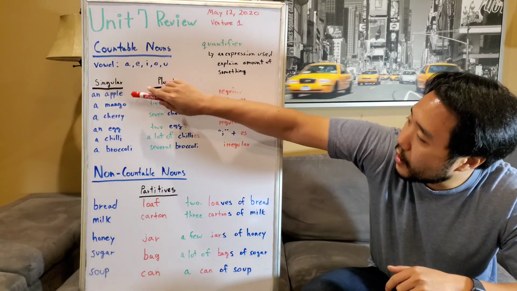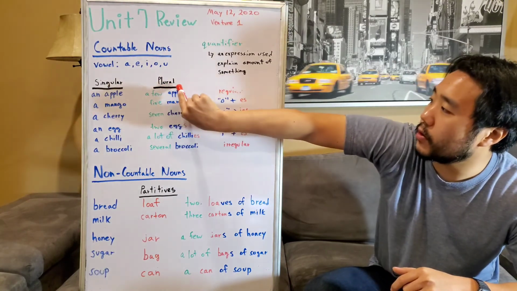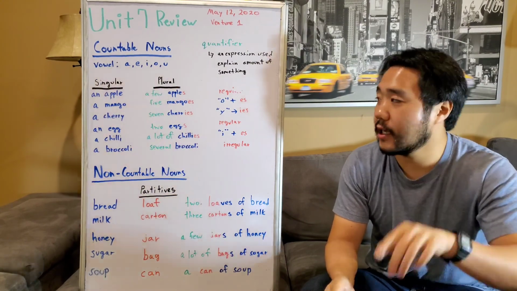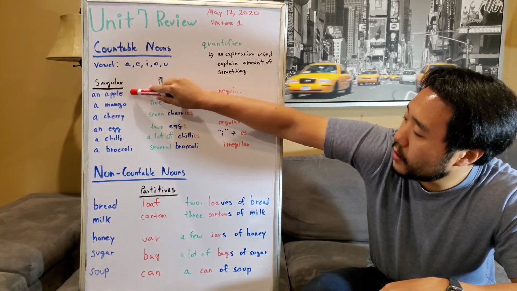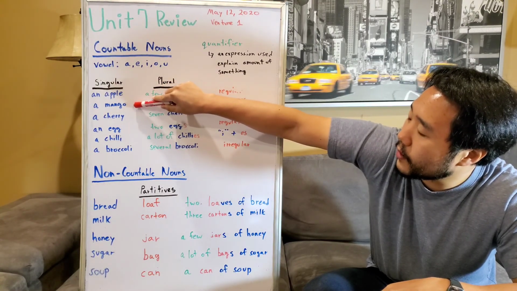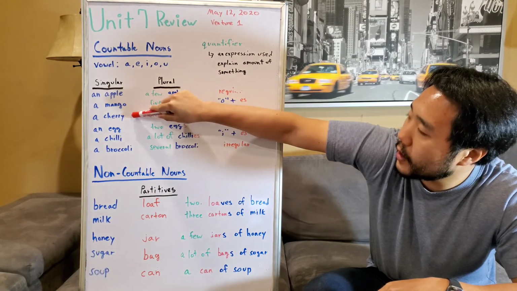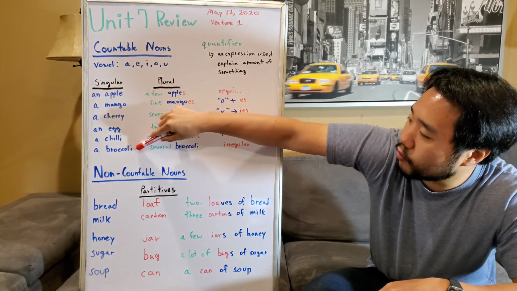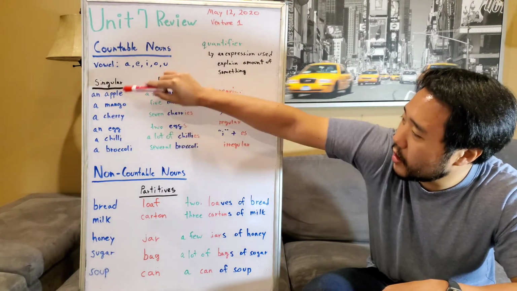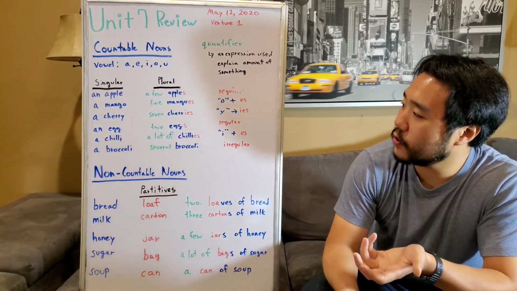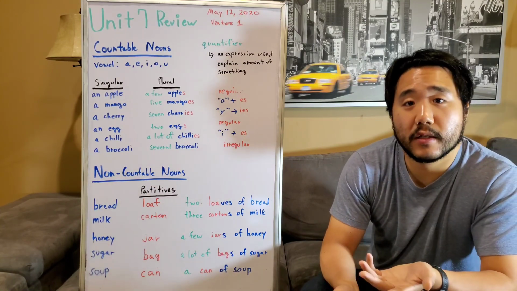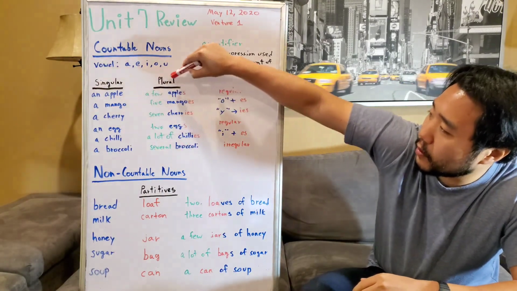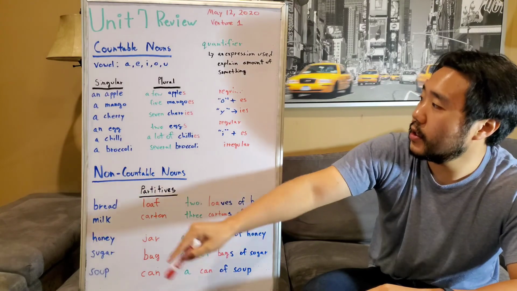So here we have singular and plural. I'm going to talk about one item each at a time. So we have an apple, a mango, a cherry, an egg, a chili, and a broccoli. These are some of the vegetables and fruits that we can count. And then here I said singular and plural. So singular, there's only one of them, so an apple.